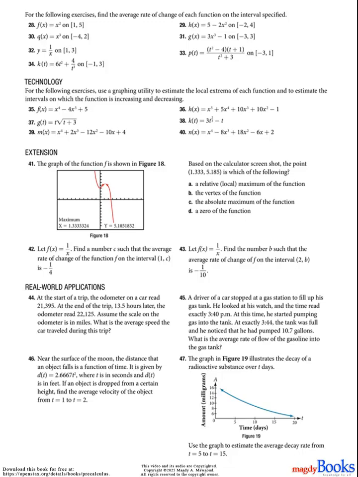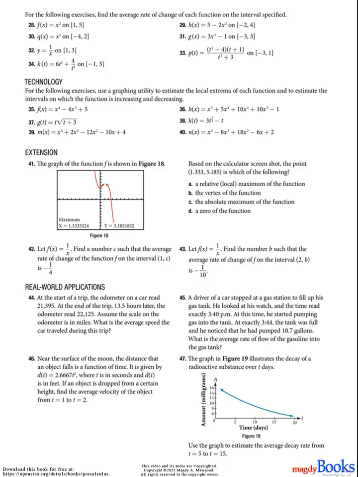G. Real-world applications. 44. At the start of a trip, the odometer on a car read 21,395. At the end of the trip, 13.5 hours later, the odometer read 22,125. Assume the scale on the odometer is in miles. What is the average speed the car traveled during this trip?